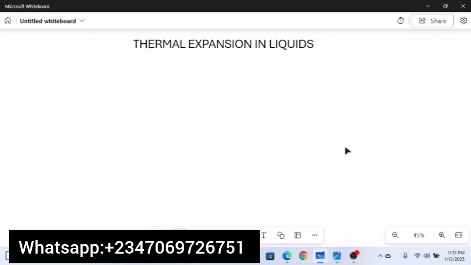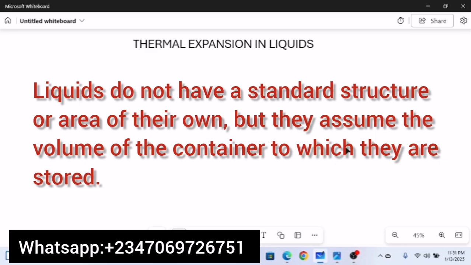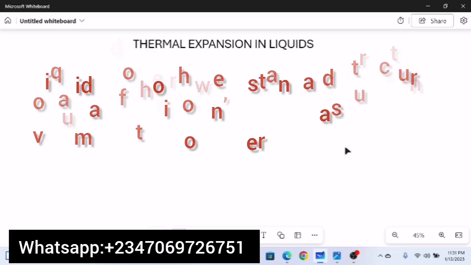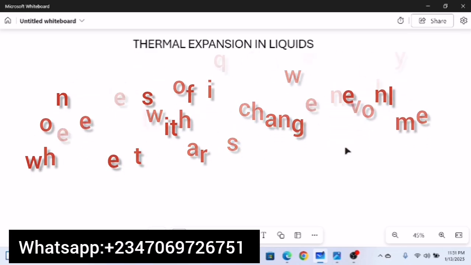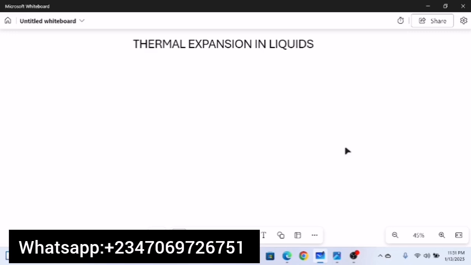Now, as you all know, liquids do not have a standard structure or area of their own, but they assume the volume of any container in which they are stored. As a result, in the case of liquids, we are only concerned with the change in volume whenever they are subjected to heat. So this brings us to the idea of thermal expansivity in liquids, or thermal expansion in liquids.